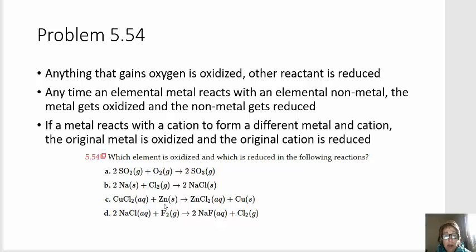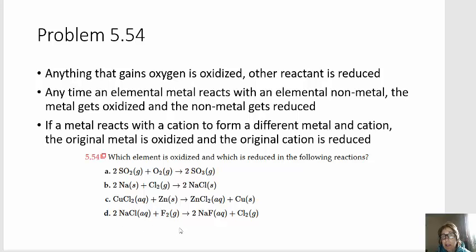And the metal gets oxidized. So on the left-hand side, zinc has no charge. It's an element, same number of protons and electrons. And on the right-hand side, it has a +2 charge, which means it got oxidized. So whenever you see a metal cation reacting with another metal to form a different cation and a different metal, the original cation gets reduced and the original metal gets oxidized.